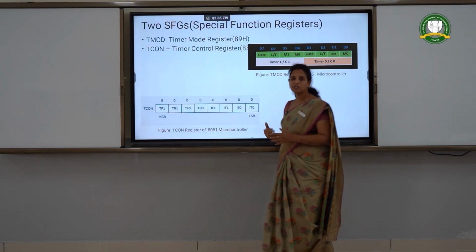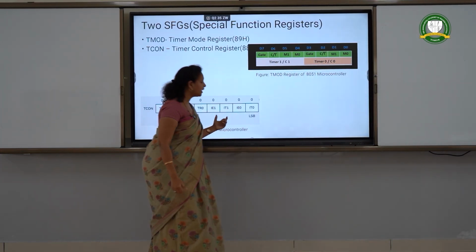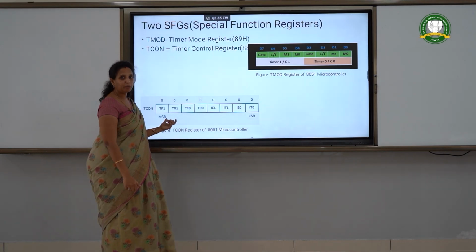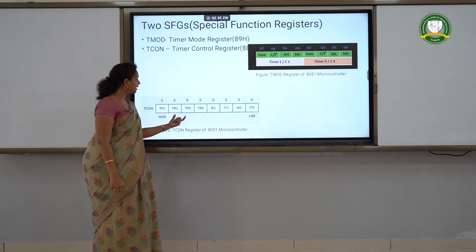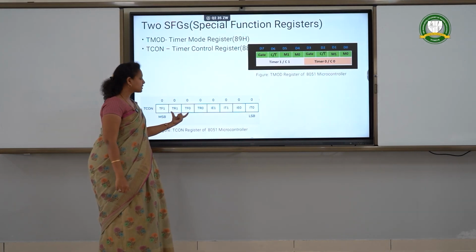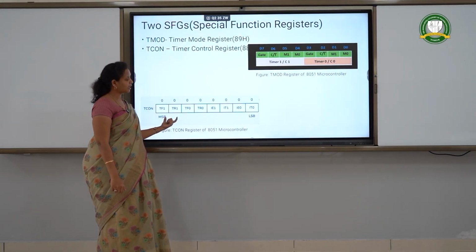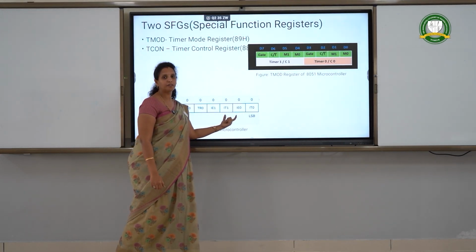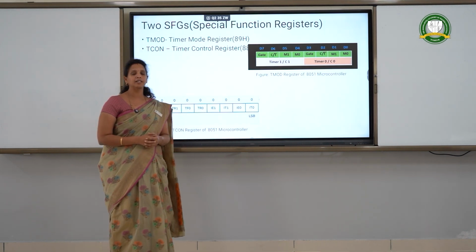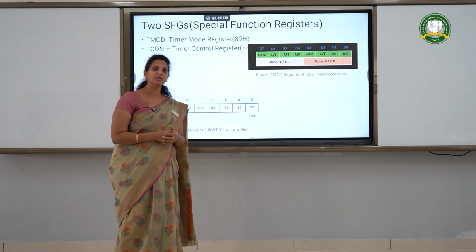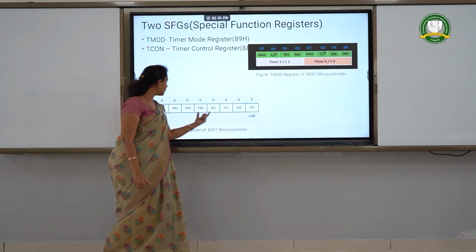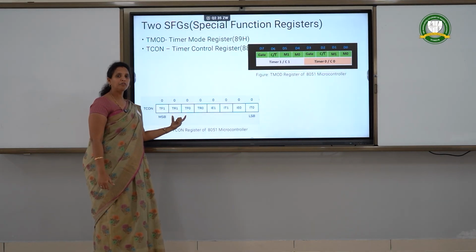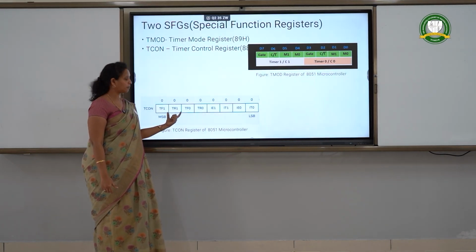Similarly, there is another special function register called TCON, which is also an 8-bit register. As we could clearly observe here, there are 8 bits, the upper 4 bits are dedicated for timers and the lower 4 bits are dedicated for interrupts. In this video lecture, as we are concentrating only on the timers, I will not concentrate on the lower 4 bits; I will concentrate only on the upper 4 bits which are dedicated for the timer applications.